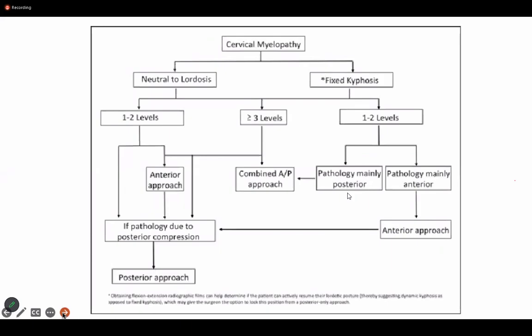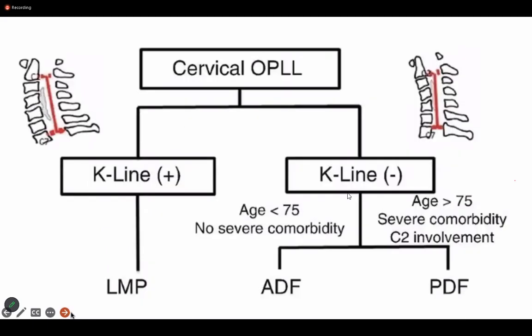And the next here is a study based on cervical myelopathy, where we can choose which approach for them. And here is a simple picture for cervical OPLL based on K-line positive, laminoplasty, or K-line negative, depending on age and the clinical situation. We can choose the anterior approach or the posterior approach.